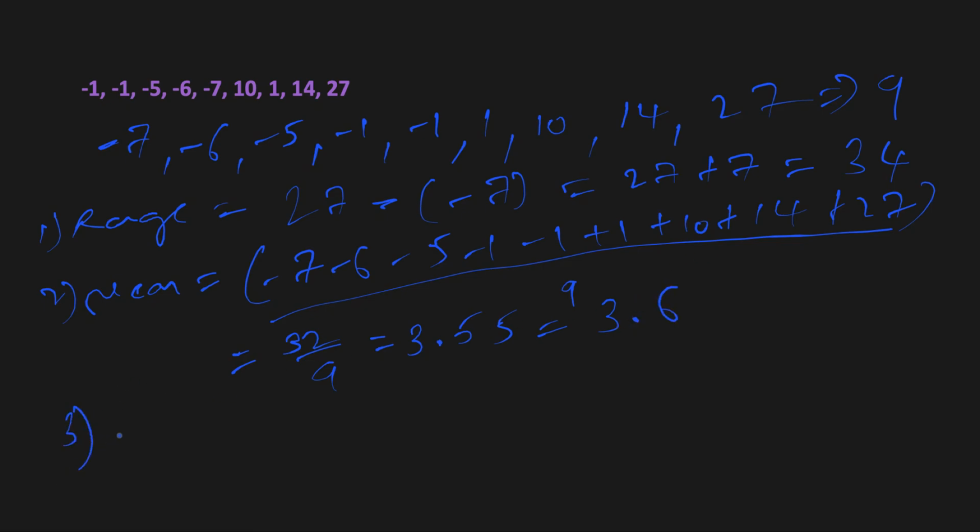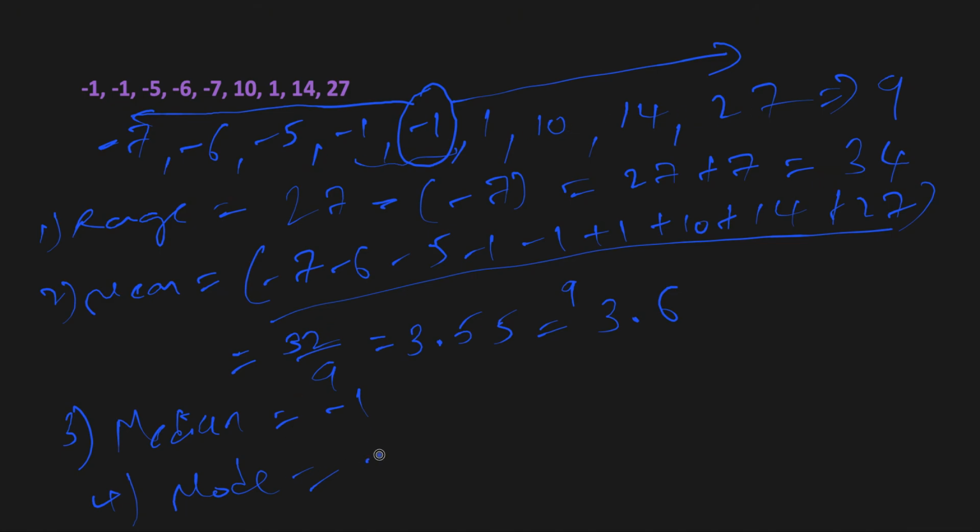Third is calculating median. Median would be this number, which is in the middle. As you can see, there are 4 numbers on the right and 4 numbers on the left. So minus 1 is the median. And mode: if you see, minus 1 appears twice, whereas every other number appears just once. So our mode is again minus 1.